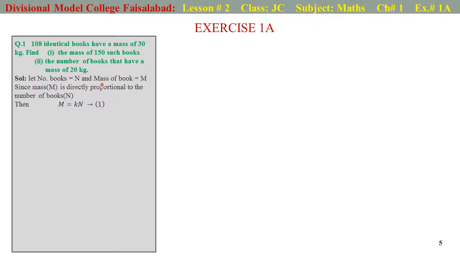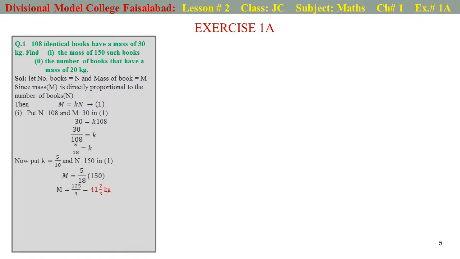Then since mass is directly proportional to the number of books, this statement in algebraic form can be written like this: m is equal to kn, and we will name this as equation number 1. Now in the question 108 and 30 are given. Using these values in this equation we will find the value of k. Put n is equal to 108, m is equal to 30.